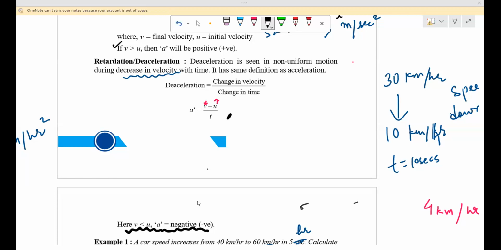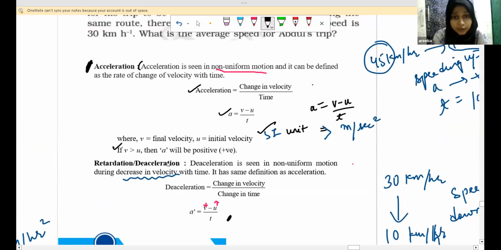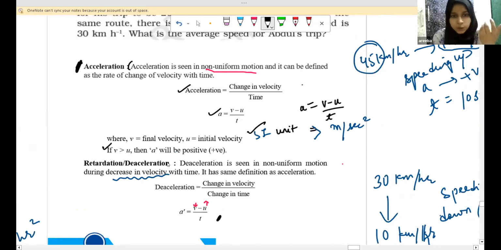Yes, ma'am. Finish. All right. Let us start with the explanation. Child, am I audible to you? Visible to you? Yes, ma'am. Okay, now look. Acceleration is a new physical quantity we are gonna study about today.